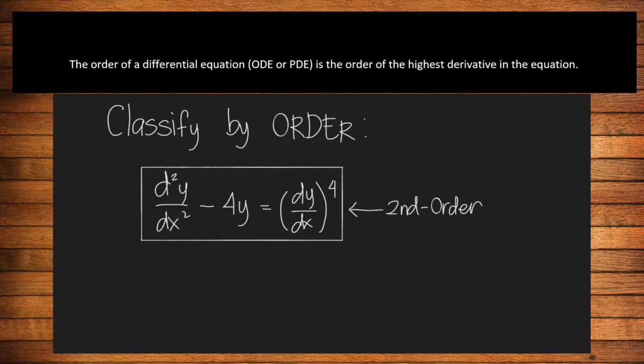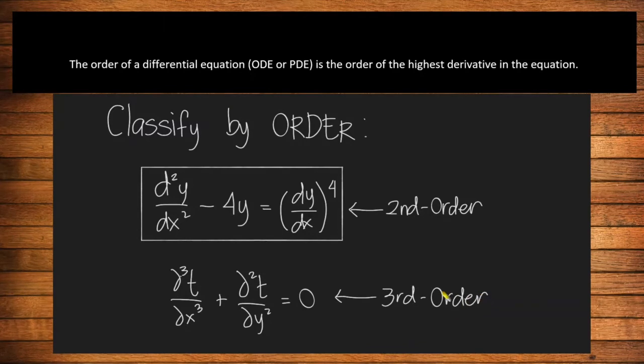Next example, we have the third partial derivative of t with respect to x plus the second partial derivative of t with respect to y equal to 0. So, by definition, this equation is a third order differential equation.